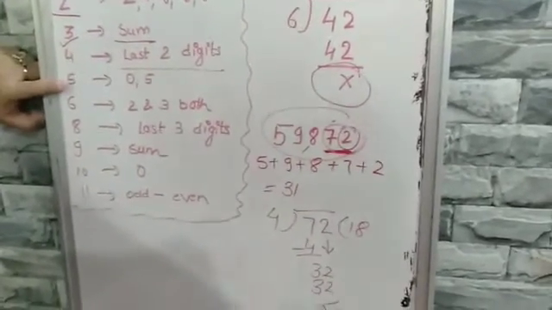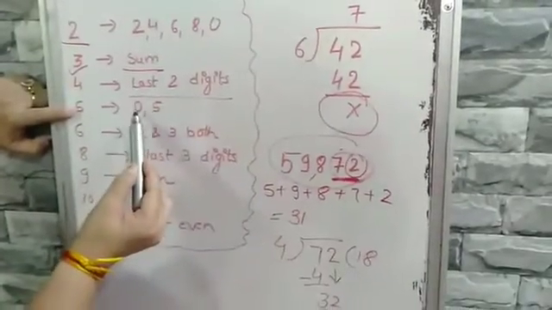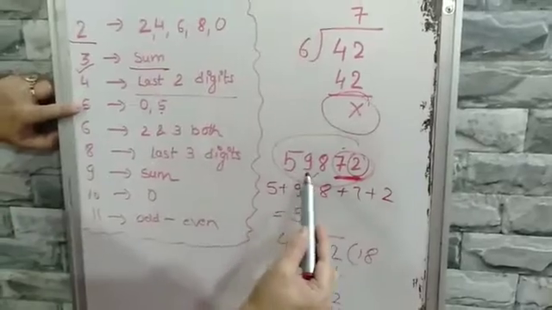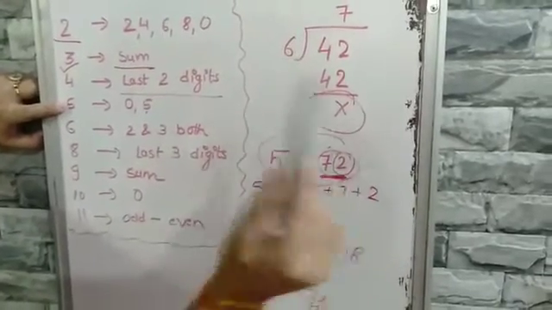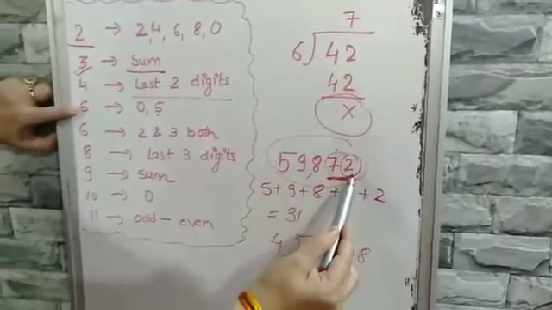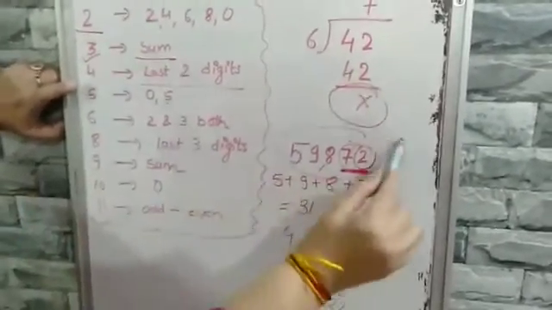Next number is 5. Very easy. Just have a look at the last digit. If the last digit is 0 or 5, then it will be divisible by 5. Here in the given example 59,872, the last digit, the digit placed in the ones place, is 2. It is not 5 or 0. That means it will not be divisible by 5.